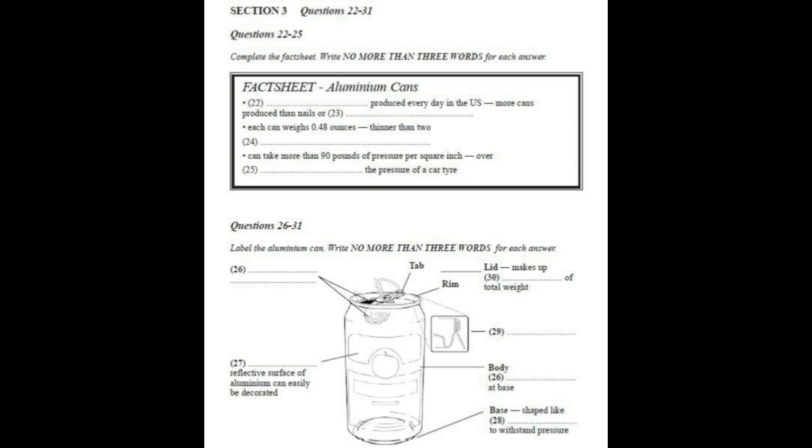Now look at the diagram of the aluminium can and at questions 26 to 31. As the conversation continues, label the can by completing the notes in the numbered spaces 26 to 31.